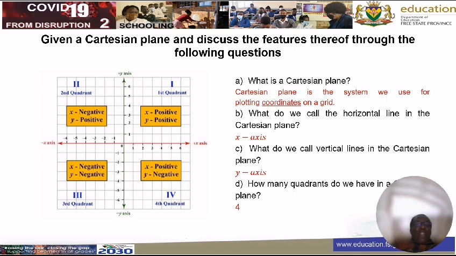The x values in the first quadrant are positive, and the y values in the first quadrant are positive also. In the second quadrant, the x values are negative and the y values are positive. In the third quadrant, both the x values and the y values are negative. In the fourth quadrant, the x values are positive and the y values are negative.